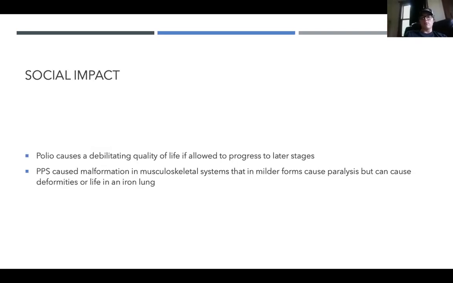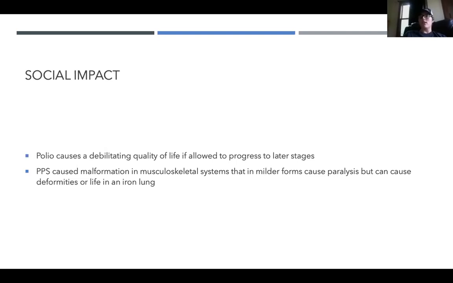And so more of the social impact of it, it's a debilitating quality of life because it does lead to pure paralysis and PPS. So it can also cause malformations, especially in a younger individual, because polio can be transmitted from birth, especially during live birth, because feces is a common occurrence with live birth. So the baby can get it very quickly during live birth. And so that can cause later deformities.